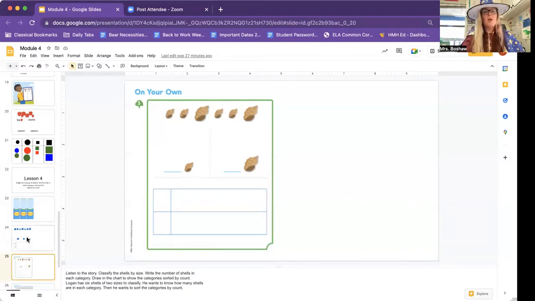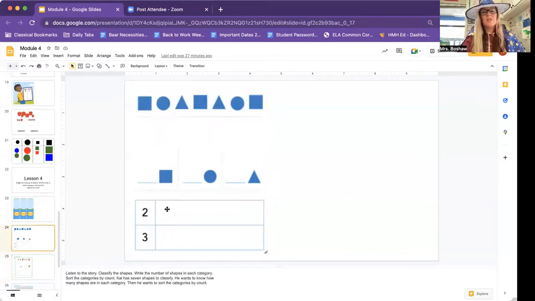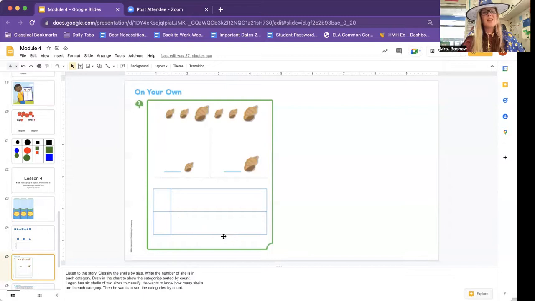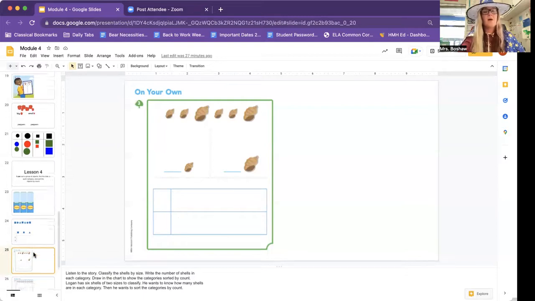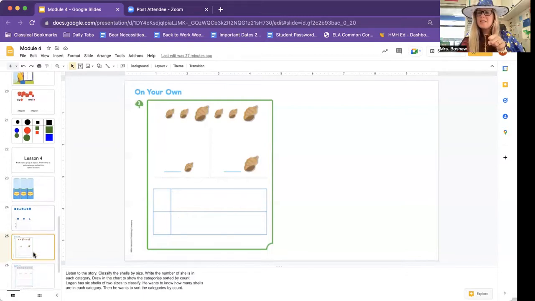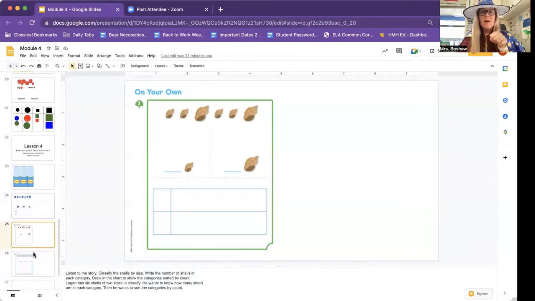So, like here, we did 2. Which ones had 2? If you remember, it was a circle. We put the circle and the triangle. So here, you're going to put which size, okay? All right, that's on your own. I want you to pause while you do that.